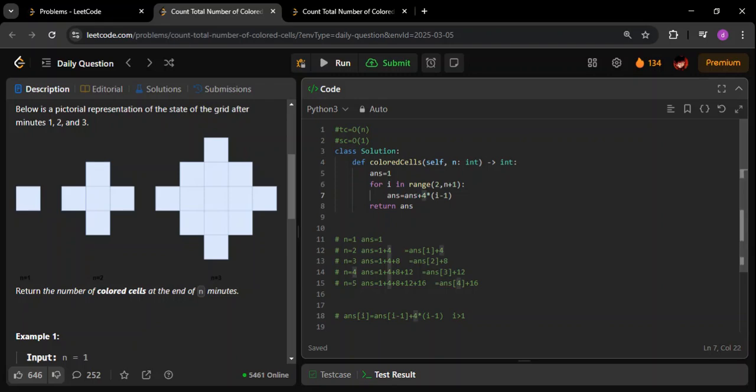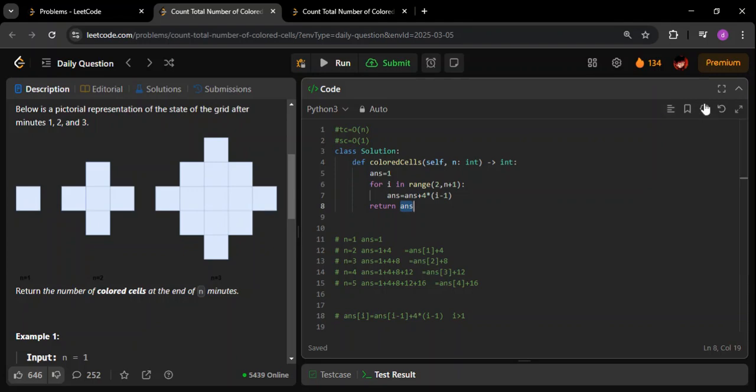The I will be coming from this. I is a variable which will be changing in every iteration, and we're just doing answer is equal to the previous answer plus 4 into I minus 1. Like this the answer will keep updating, and for every iteration we use the previous iteration's answer to calculate the new answer, and this new answer becomes the old answer for the next iteration onwards.